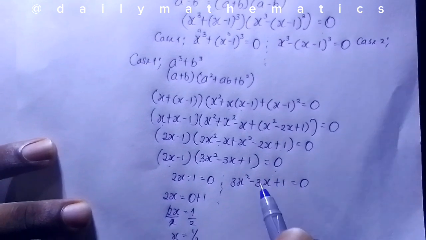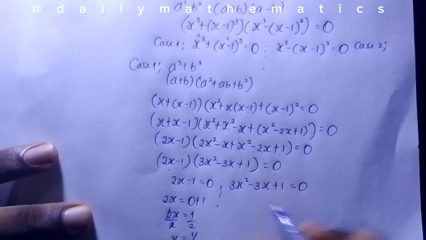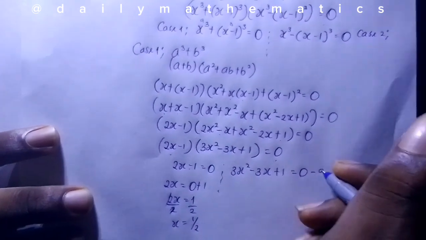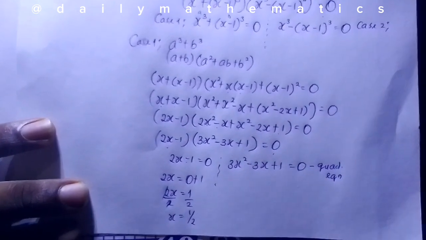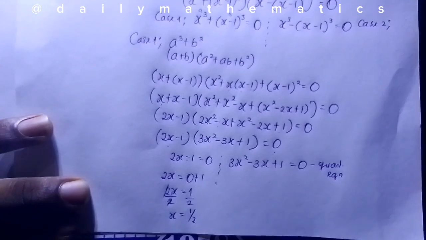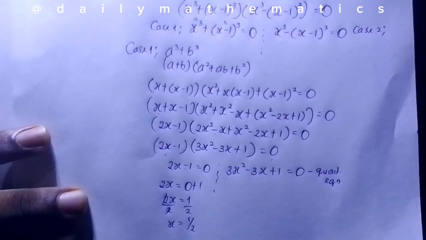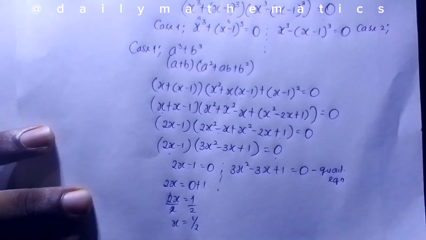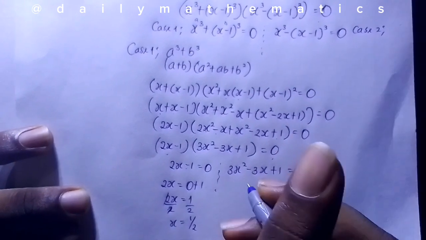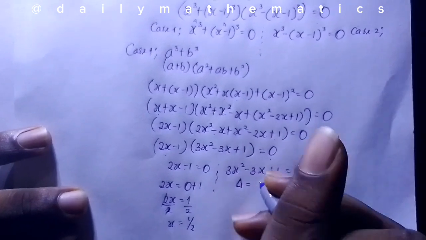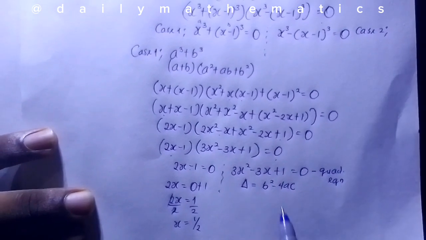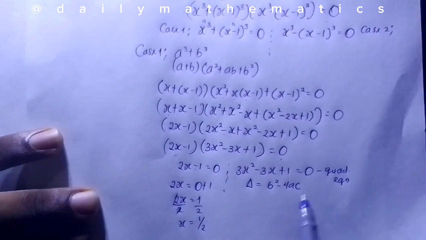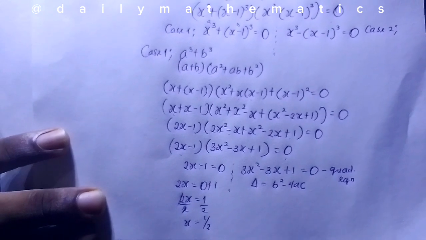While for this other part of the work, this is a quadratic equation, right? For a quadratic equation, we use the quadratic formula, right? But before we use the quadratic formula, we will have to check if it's a positive number. So let's check by using the formula delta equals b squared minus 4ac, right? If it gives us a negative number, then we know that this equation is cancelled because we are not looking for a negative number.